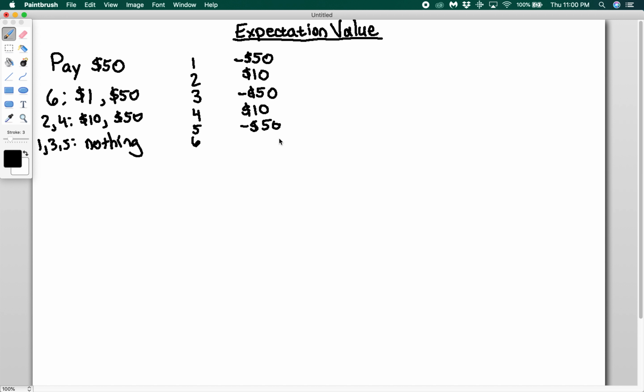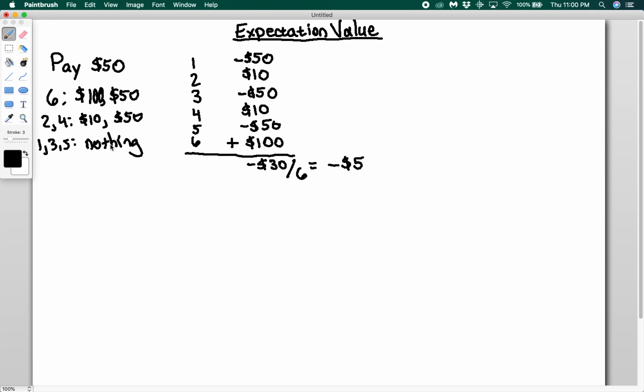And for 6, I actually want to make 6 the grand prize. So let's say that instead 6 is 100, not 1. We want 6 to be a nice, good, big prize. So for 6, I get $100. Okay, so if I add all these things up, the total I get is negative $30. And then if I divide this by 6, I end up getting negative $5. So what this is saying is that on average, I expect to lose $5 per game.